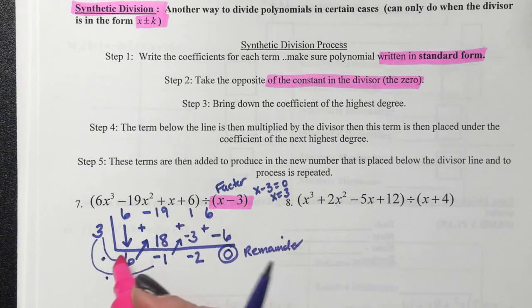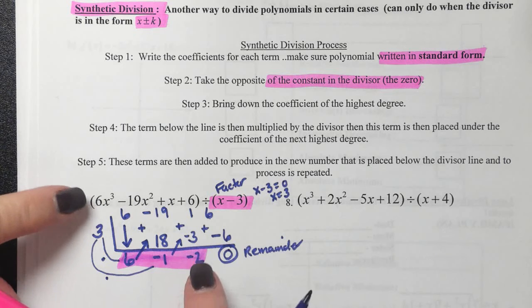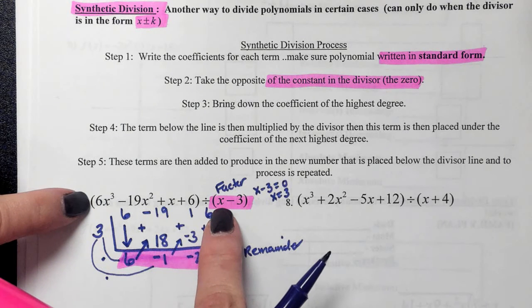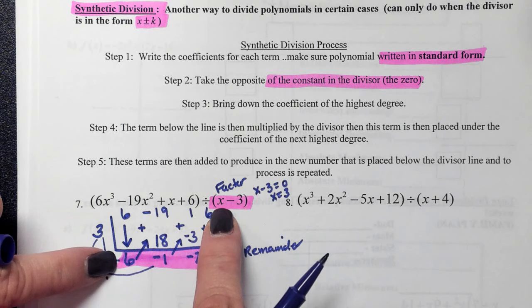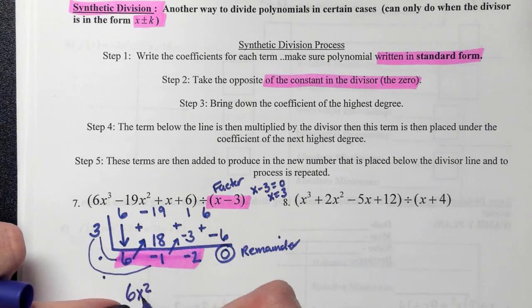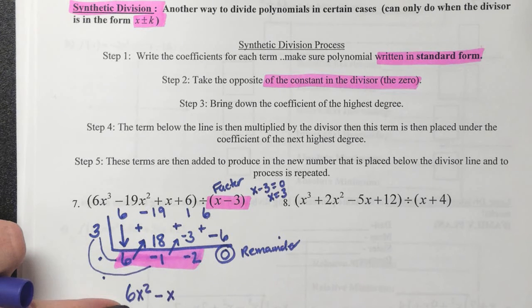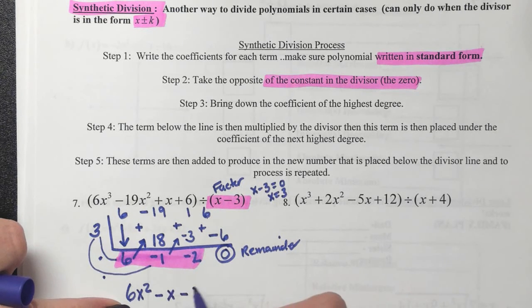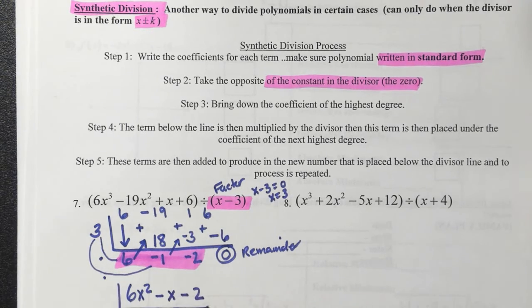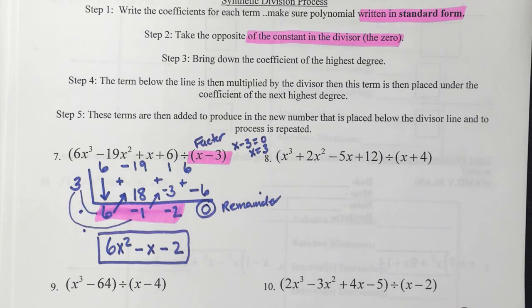What I have here are the coefficients of my answer. Remember, we started with a 6x to the third, and we're dividing out an x. So what happens is I know the very first term is going to have to be an x squared. And the coefficient of x squared will be a 6. So I have 6x squared. After x squared would be an x to the first. So the negative 1 is that coefficient of x to the first. And then my constant is a minus 2. And I have 0 as a remainder, so I don't have to worry about writing that fraction. So that is my answer.